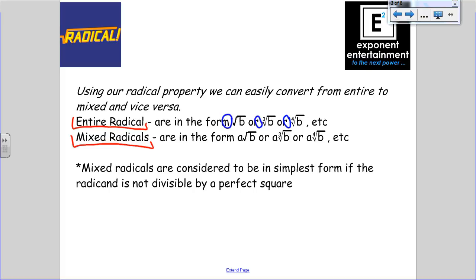A mixed radical is a radical where you do have a coefficient. So you have your radical, but there's something in front of the radical. And you see here we have 3 examples where there's a coefficient of a, meaning that there's an a in front of the radical. In this lesson, we're going to learn how to turn entire radicals into mixed radicals. We call that simplest form. Writing something as a mixed radical is called simplest form. I can't stress that enough. When you write tests and questions and assignments, it's not going to say, write this as a mixed radical. It's going to say, write this in simplest form. Simplest form means mixed radical.